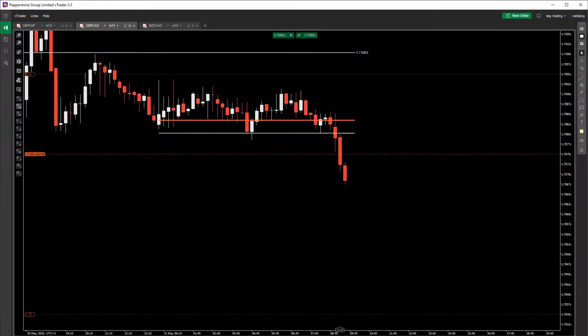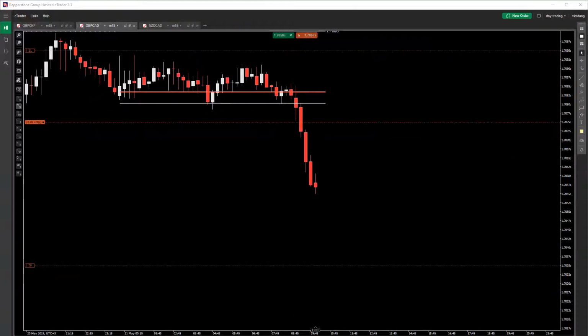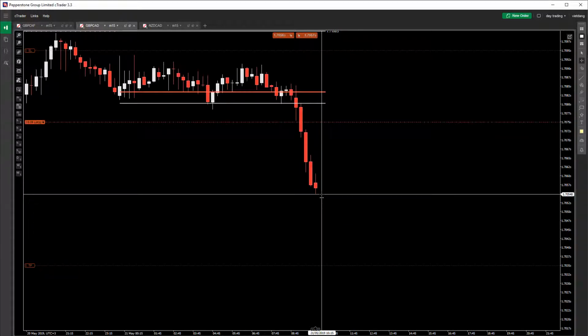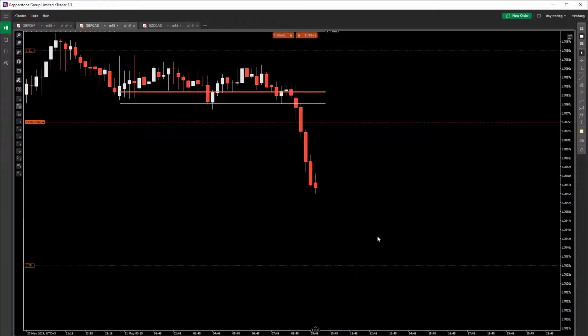So we'll see how this one goes. I don't like it when I talk about something possibly happening and then it happens, but just not in my favor. But in the case of the British pound Canadian dollar short, it looks like price has already moved down quite significantly, and yeah, it's reached halfway through my planned target.